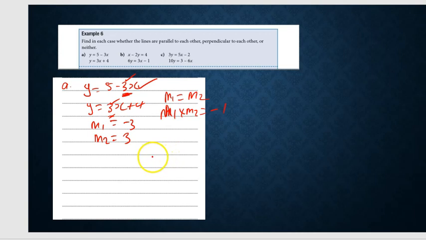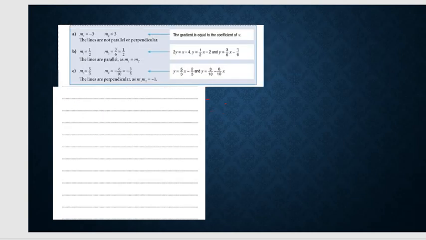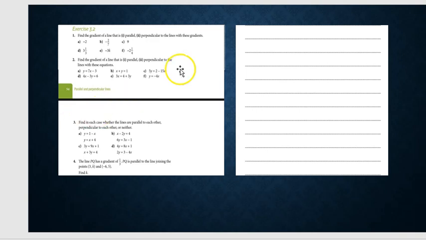So use the same concept to solve B and C and check your answer in the link below after the class. Now let's look at the exercises I have included in the video and try to solve them. These are the exercises. Check them out.